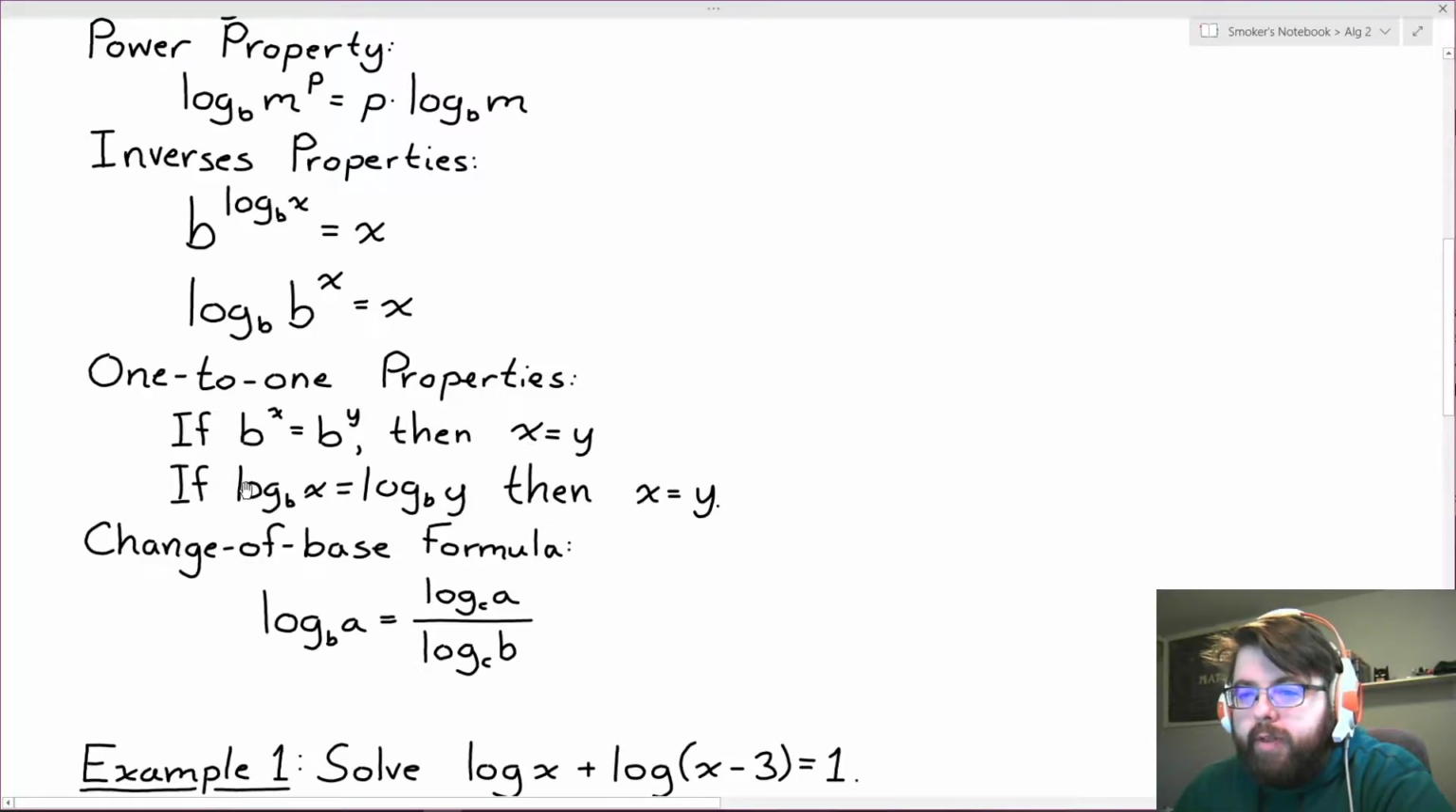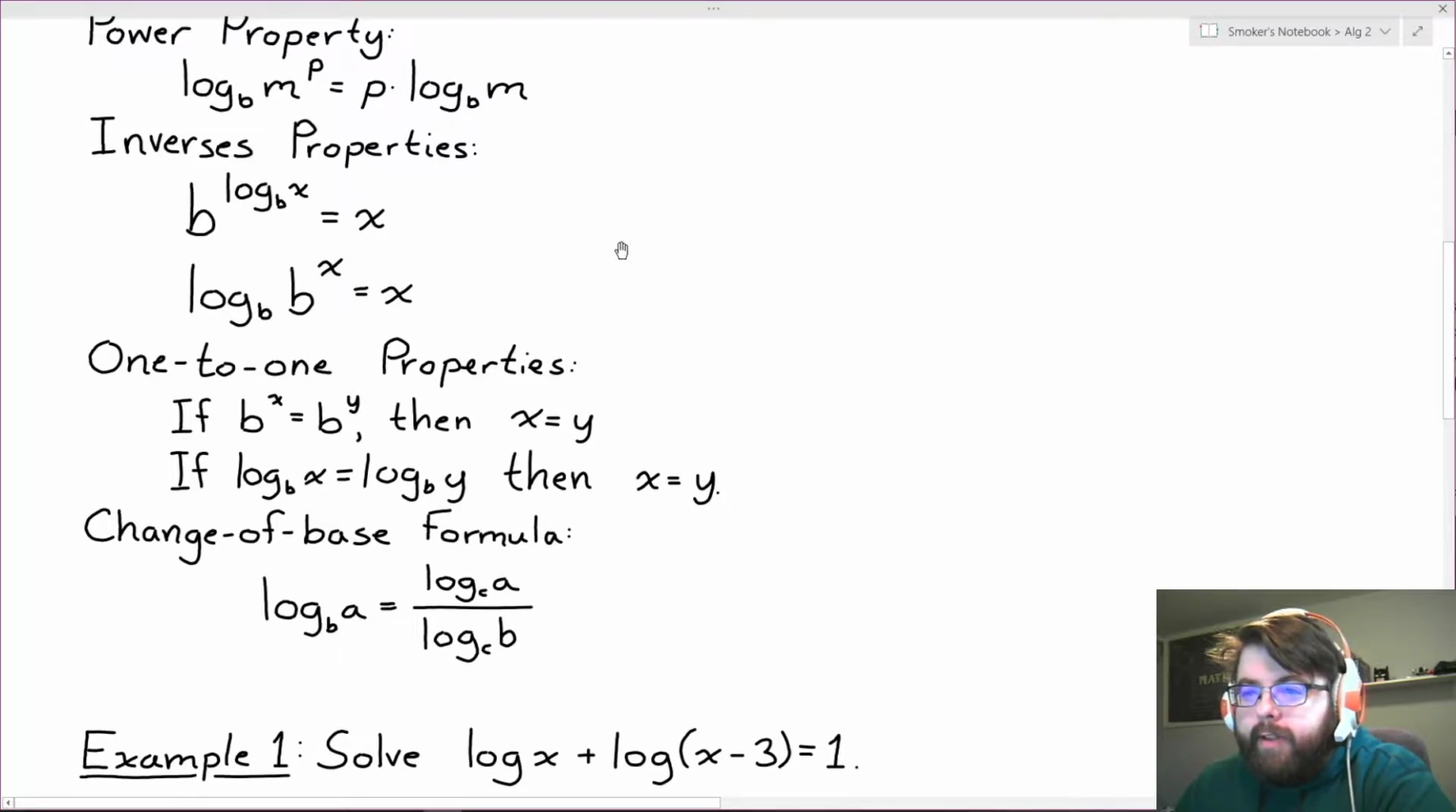Same with logarithms. If you can get it down to one log on each side, log base b on each side, you can set the things equal to each other, the stuff inside of it. Essentially, they're canceling each other out. Kind of. It's not dividing, but you can think of it that way. And the last of this list of properties is the change of base formula.